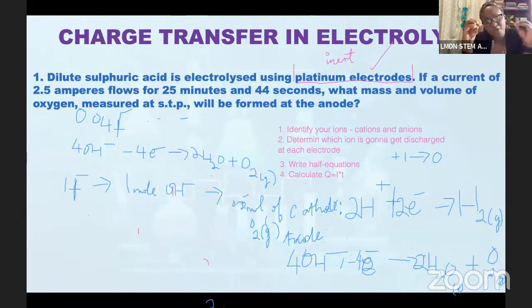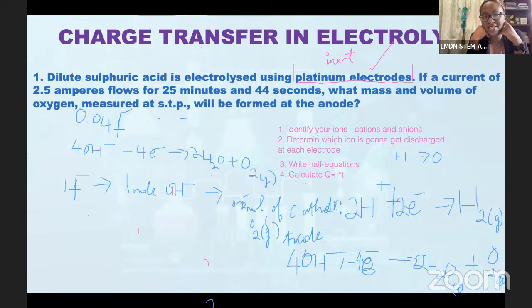The balanced half equation tells us if we discharge 4 moles of OH minus, we're going to get a mole of O2 gas. Based on Faraday's second law, we know that 1 Faraday is what we need to discharge a mole of OH minus. And if we discharge only a mole of OH minus, we're going to get a 1/4 mole of oxygen gas, right? So how much is a 1/4 mole of oxygen gas?